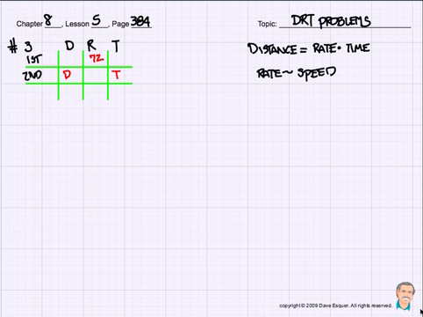Number 3 on Chapter 8, Lesson 5 begins our first homework problem. It says, a train leaves the station and travels east at 72 kilometers per hour. And 3 hours later, a train leaves and it travels at 120 kilometers per hour. So let's put that in there, in blue. This one leaves at 120 kilometers per hour.